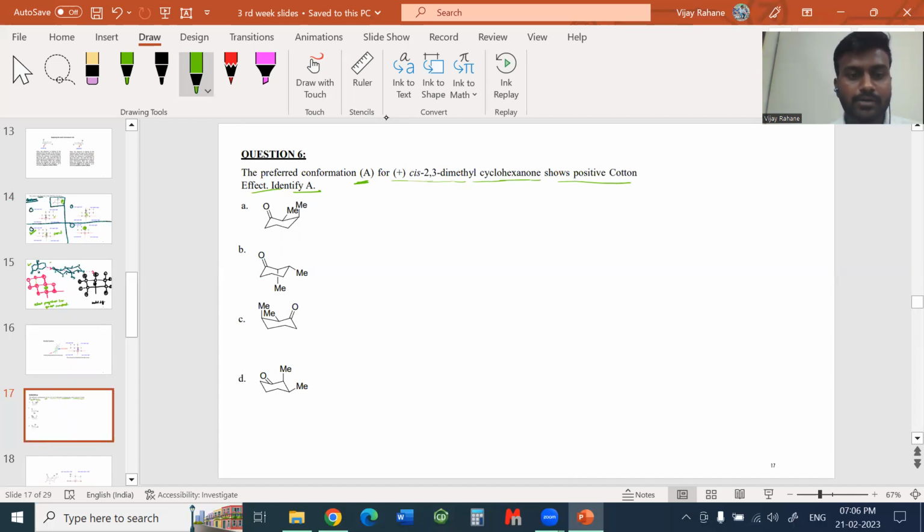So we need to find out which of these A, B, C, D show a positive Cotton effect, and then we can finalize the structure of this A molecule, right? So we will draw all of these. Instead of drawing, we can directly see from this one.